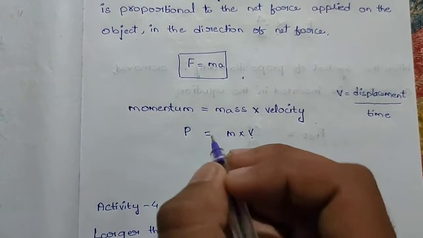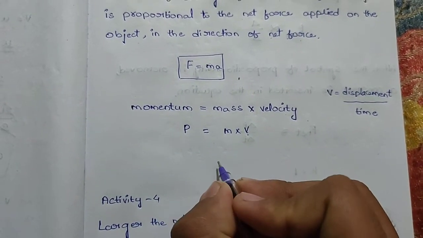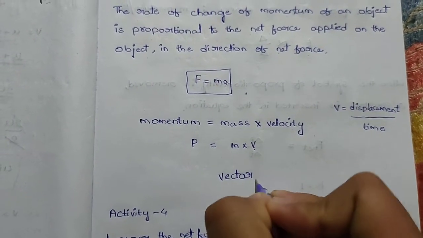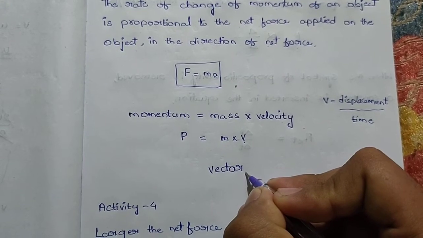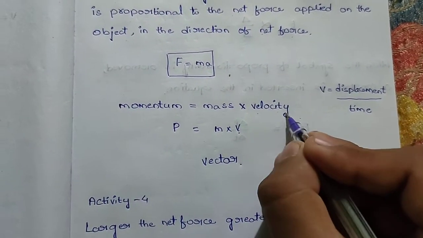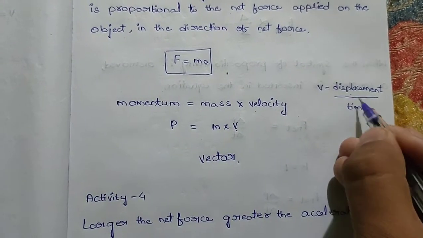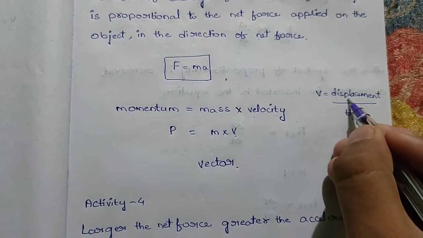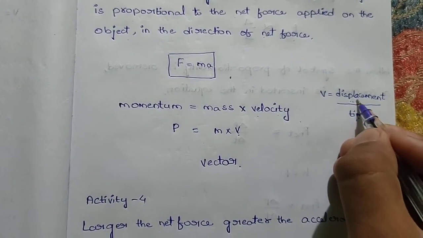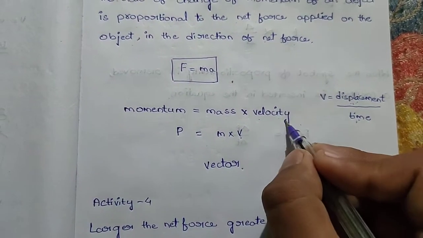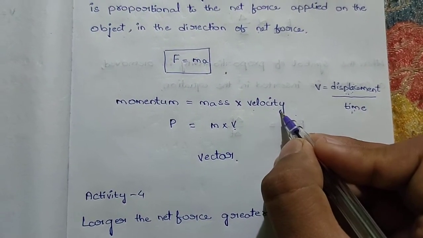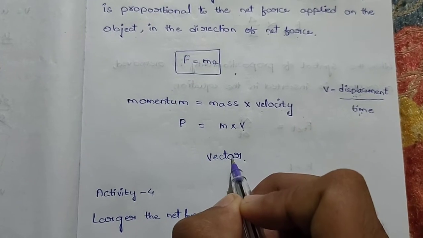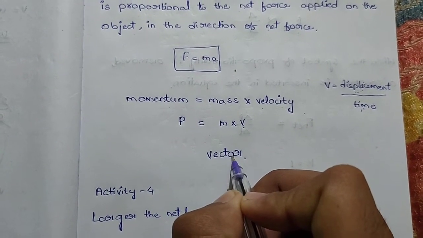Now, is momentum a vector quantity or a scalar quantity? It is a vector quantity. Why? Because of velocity. What is velocity? Velocity is nothing but displacement per time, and displacement is a vector quantity. Hence velocity is a vector quantity, so that's why momentum is also a vector quantity.